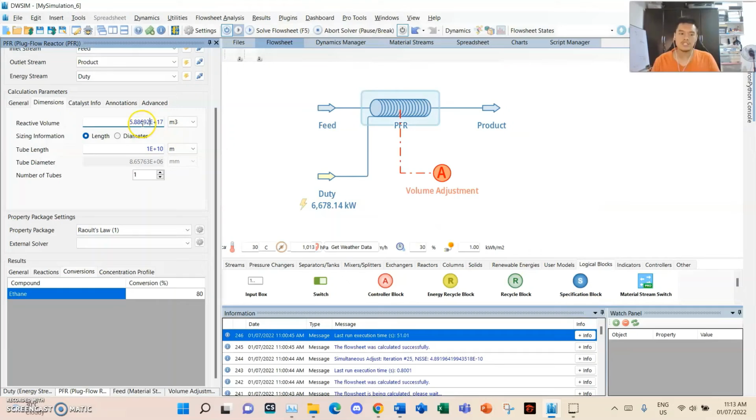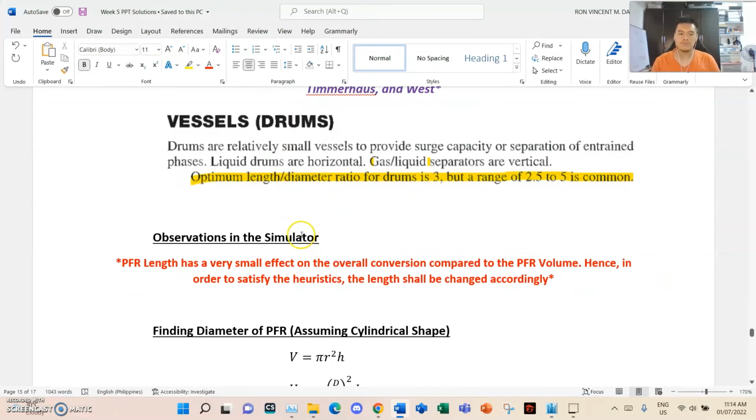So, since we're already given the reactor volume and we cannot change that anymore since that's what the simulator gave us, to make sense of our final answer, we need to find its corresponding tube length. We need to calculate the length that corresponds to a length to diameter ratio of 3. So how do we do that? What I also observed is that the PFR length has a very small effect on the overall conversion relative to the PFR volume. I'll show you.